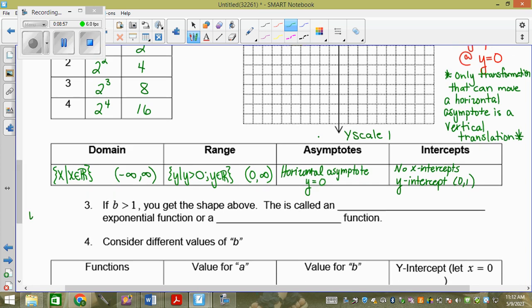So in our form, y equals a b to the x. The one we're looking at right now is y equals 2 to the x. What was my a if there isn't one? It's the number 1, right? So this says if b is greater than 1, b is 2, correct? If b is greater than 1, you get the shape above. This is called an increasing exponential function, or an exponential growth function.